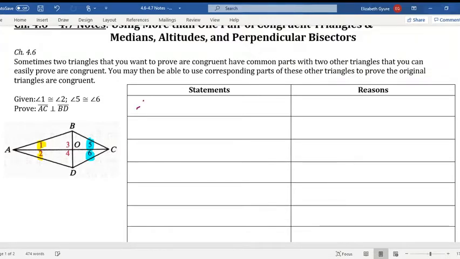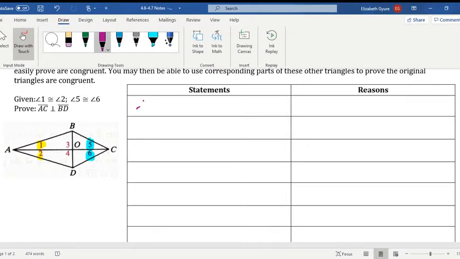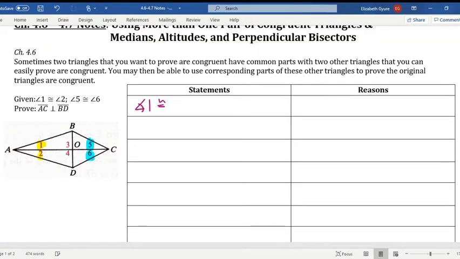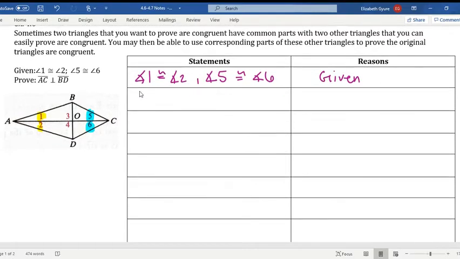We're going to say that angle 1 is congruent to angle 2. And angle 5 is congruent to angle 6. That is given to us. We are trying to make our way down to that they're perpendicular. So we kind of talked our way through this. We need to show that the bigger parts are congruent in order to show the little parts are congruent. We already have our 2 sets of congruent angles. We now need to show we have a congruent side.